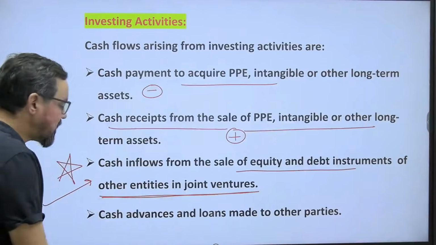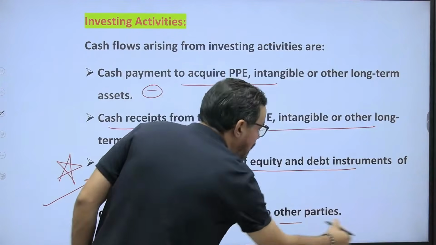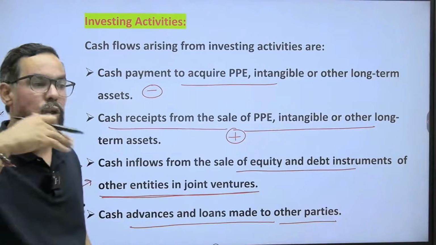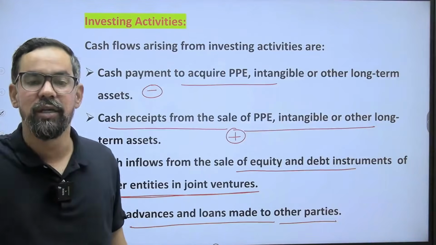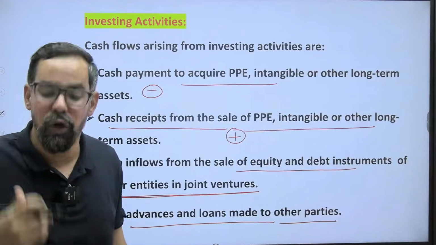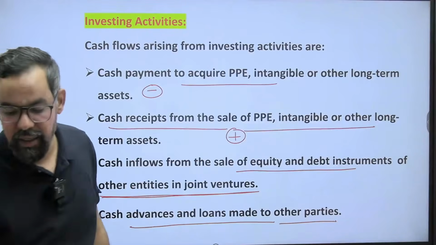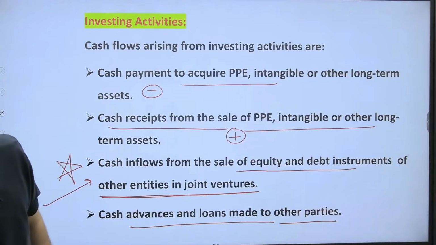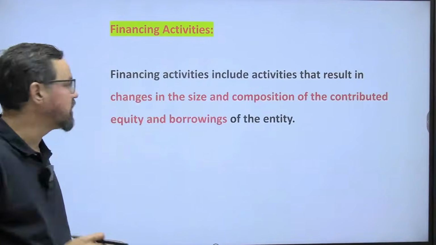Cash advances and loans made to other parties. You have given a loan to ABC company or some others, from where you'll get some sort of interest and all. So that generally comes under this particular one. So that is generally part of this one.